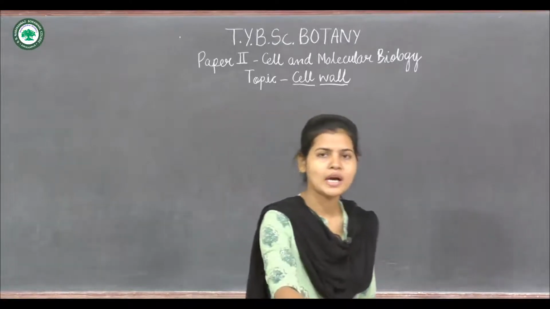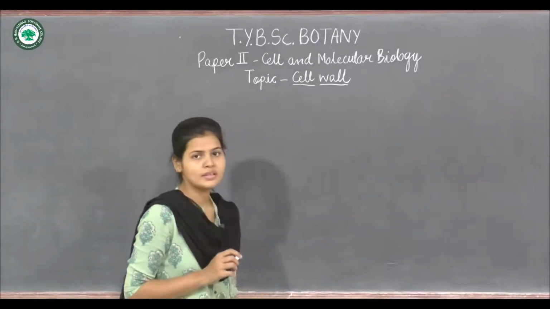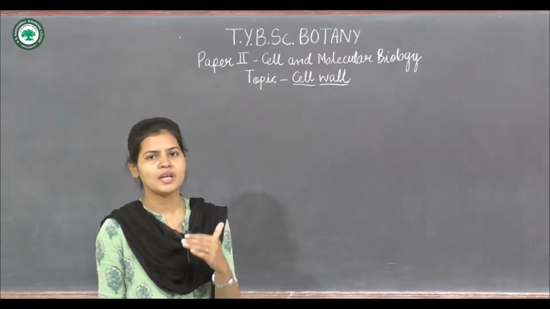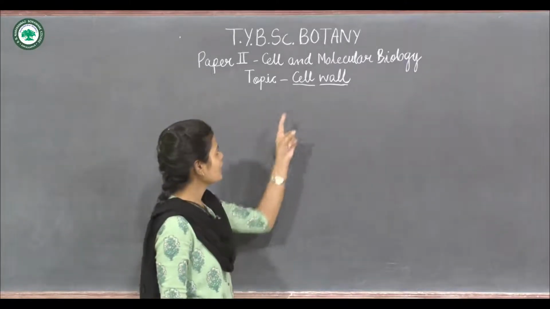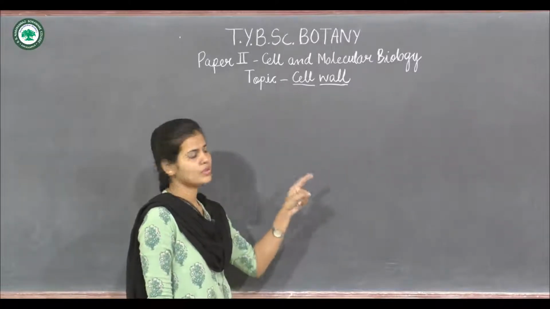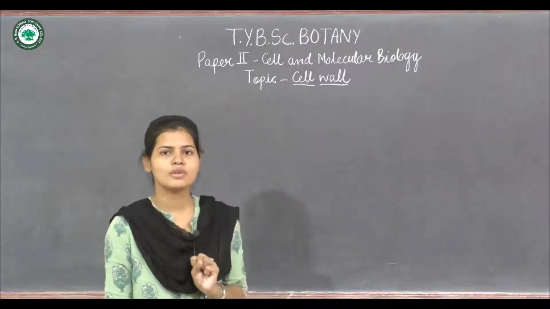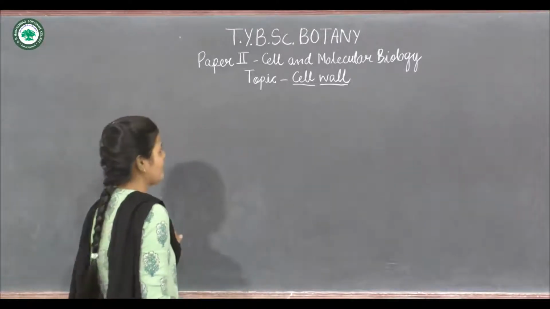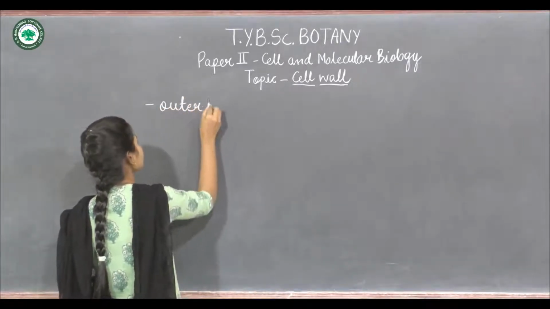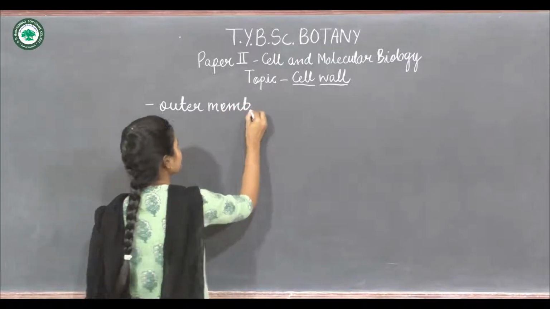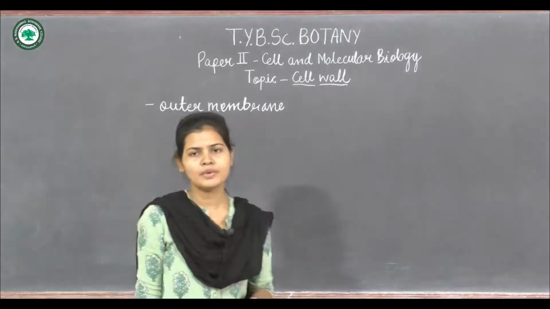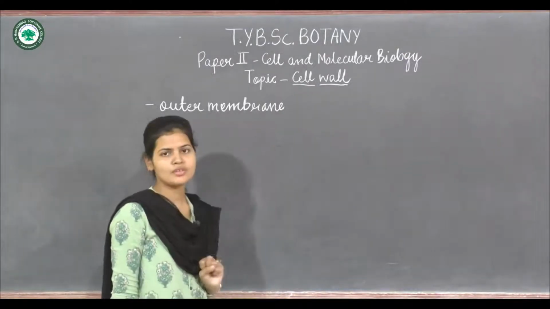In this lecture, we are going to start with the next topic, that is the cell wall. In the previous chapter, we discussed the cytoplasmic matrix constituent. The first thing we are going to discuss about the cell organelles or the cytoplasmic constituents is the cell wall. So, let us start with the cell wall. It is the outermost membrane, or the outer membrane, of a cell.